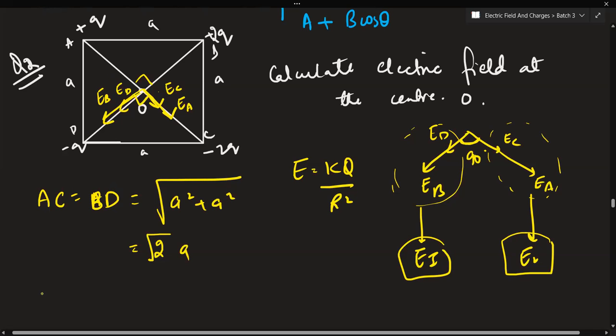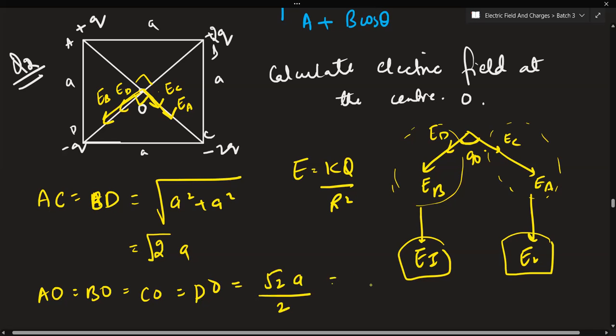So what will be AO? We don't need AC. We need AO, this part. We need BO. We need this CO. We need this DO. Separation of all the charges from this point. This will be equal to root 2A divided by 2.